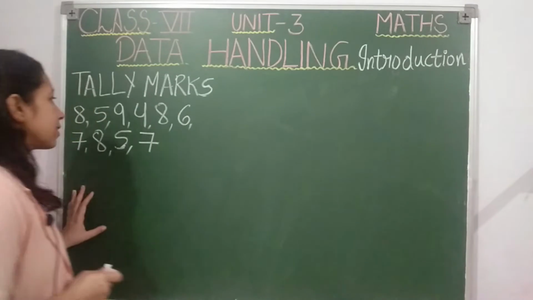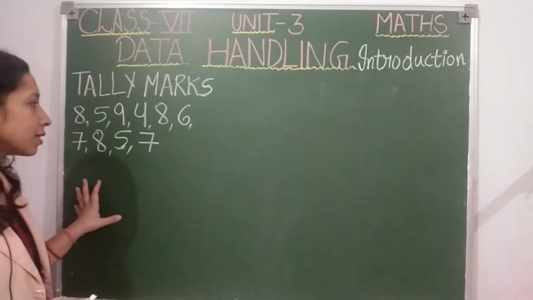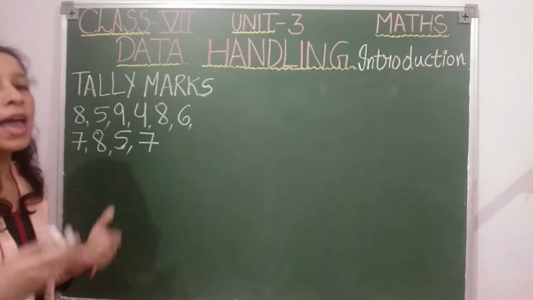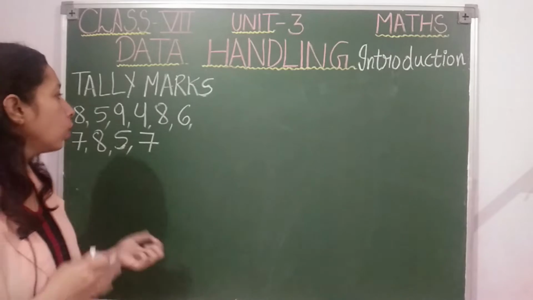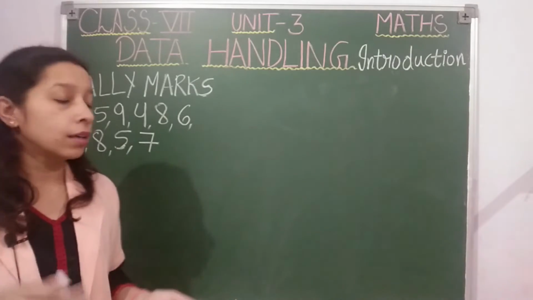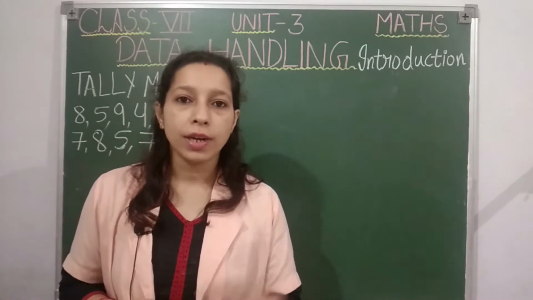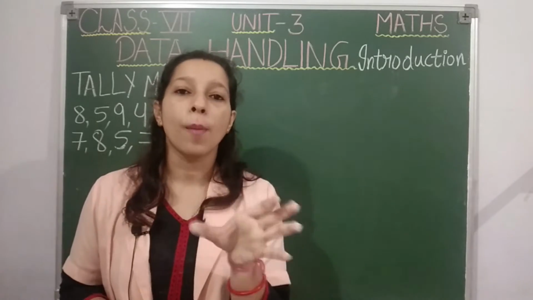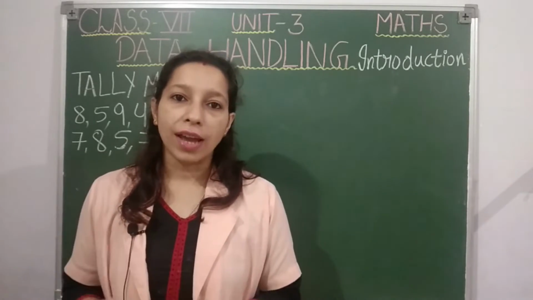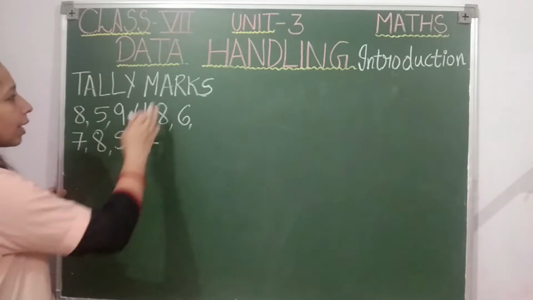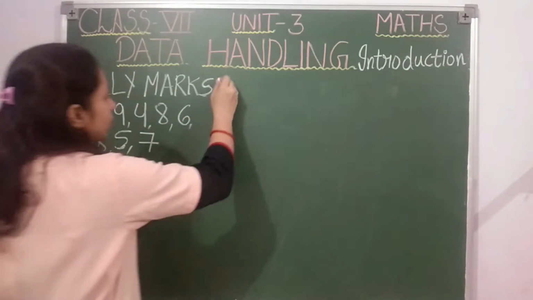So I have taken this example, students. Here you can see some numbers are written. These are the marks scored by 10 students in a class, and you are asked to show this data in tabular form. Which form, students? Tabular form, in the form of a table, using telemarks. So let us see, students, how we are going to show this data using telemarks.